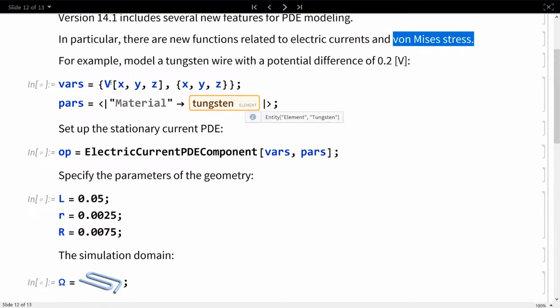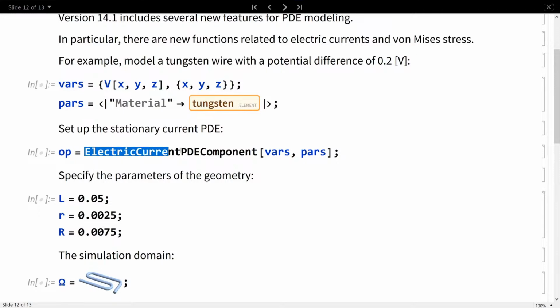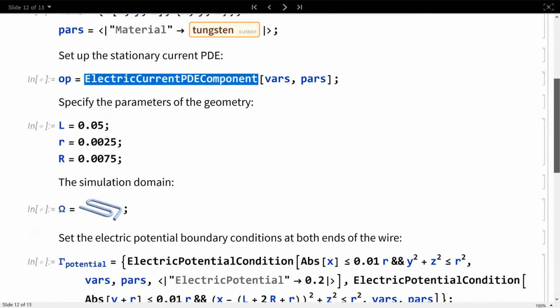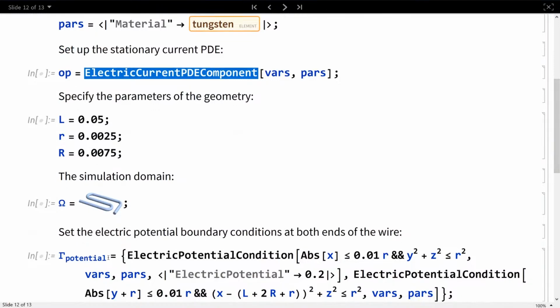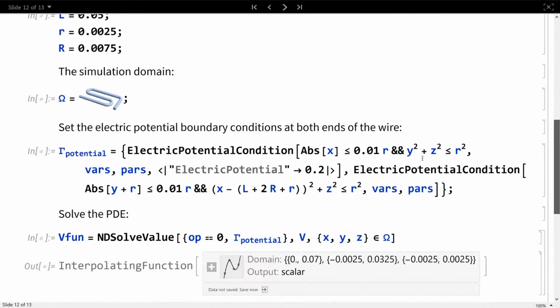So you want to model a tungsten wire. You specify the various parameters. That's the PDE components setup. Specify some parameter values. Here is the simulation domain, the wire itself. And then you need some boundary conditions to get things going.